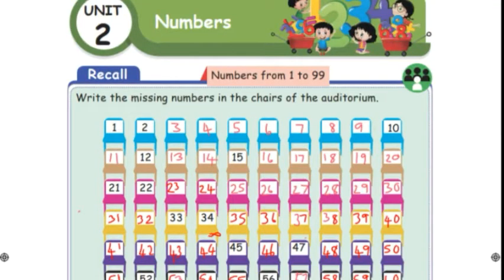Dear students, today we are going to see 2nd standard maths term 1 unit 2 numbers. Through this video, we are going to learn about before, after and in between numbers, grouping words, tens and ones and place value of the numbers.